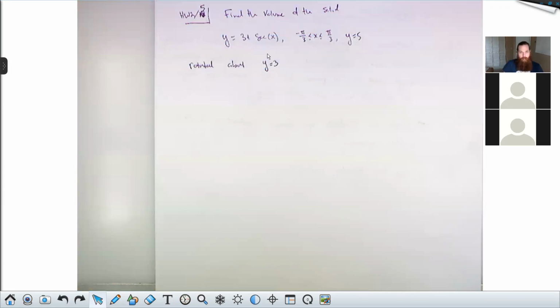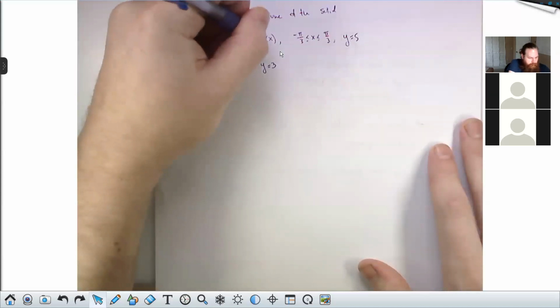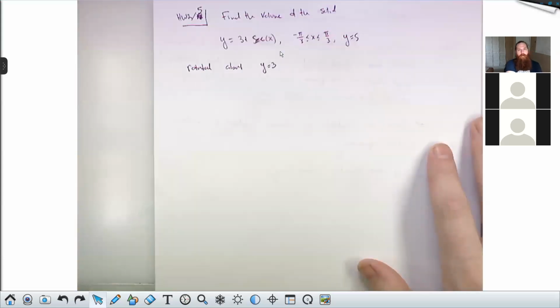So I'm not writing all the words. We'll just get to the actual good stuff. So the curve they give us is 3 plus secant x. And they want us to take the region bounded by that curve and y equals 5 from negative pi over 3 to pi over 3 and rotate it about the line y equals 3.